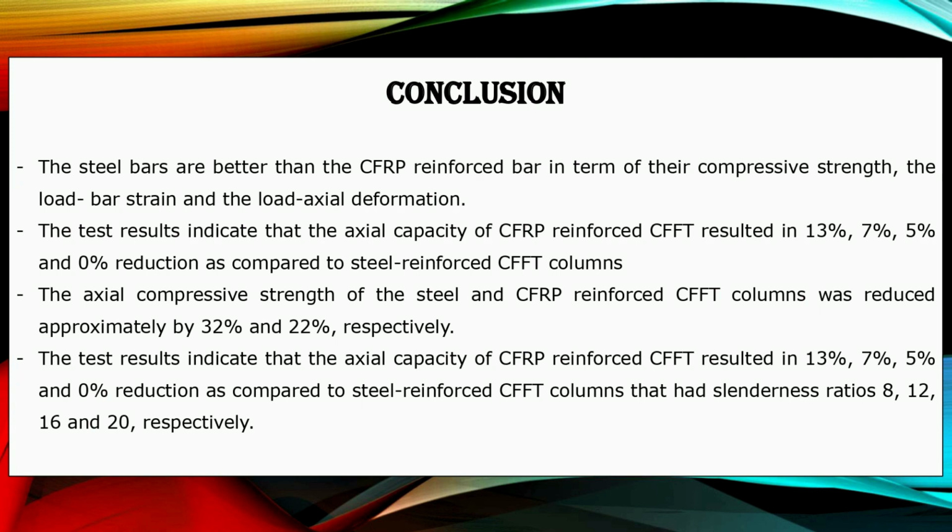And the last one is that the test results indicate that the axial capacity of CFRP reinforced CFFT results in 13%, 7%, 5%, and 0% reduction as compared to steel reinforced CFFT columns that had slenderness ratios 8, 12, 16, and 20 respectively. So that's all from us.